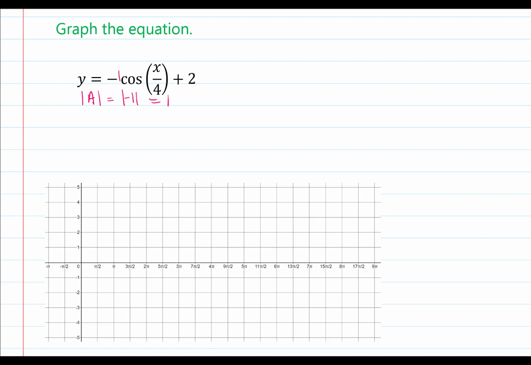Next, let's identify the period. First, it's important to note that when you have x over 4, this is the same thing as 1/4 times x, and that means that omega is 1/4.